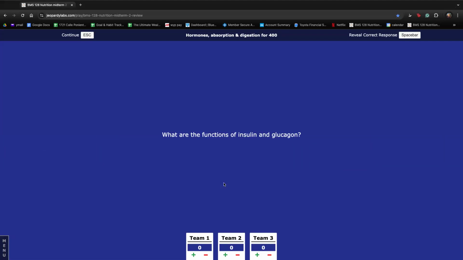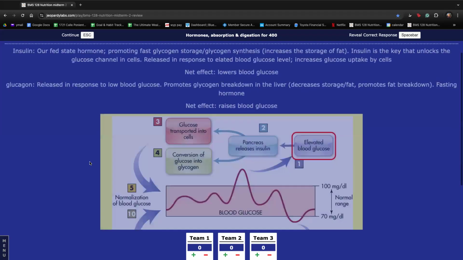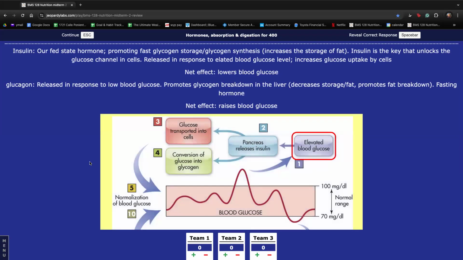What are the functions of insulin and glucagon? Like to regulate glucose. Can you be more specific? Like which one does what to glucose? I think insulin raises it, right? Or... Oh, yeah, I have a nice picture.